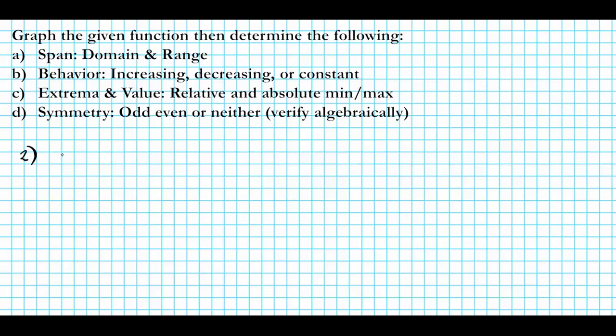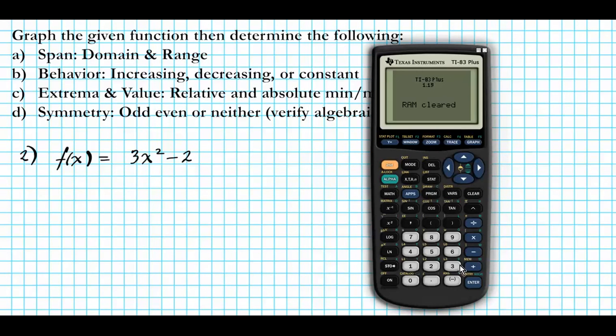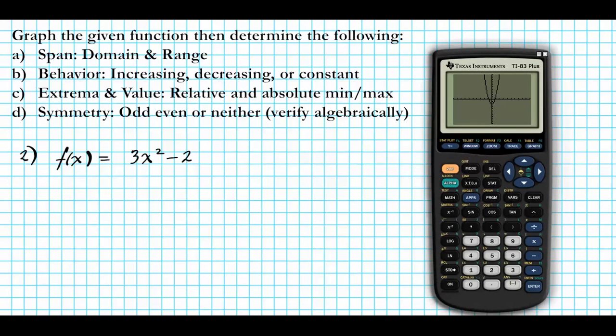Let's say we have the function f of x equals 3x squared minus 2. So we're to graph this with a graphing calculator. I'm going to be using the TI-83 here. So press Y, enter the function 3x squared minus 2. Enter. And then to graph, you just press the graph button, and there you have the function. Now let's go ahead and answer the questions.